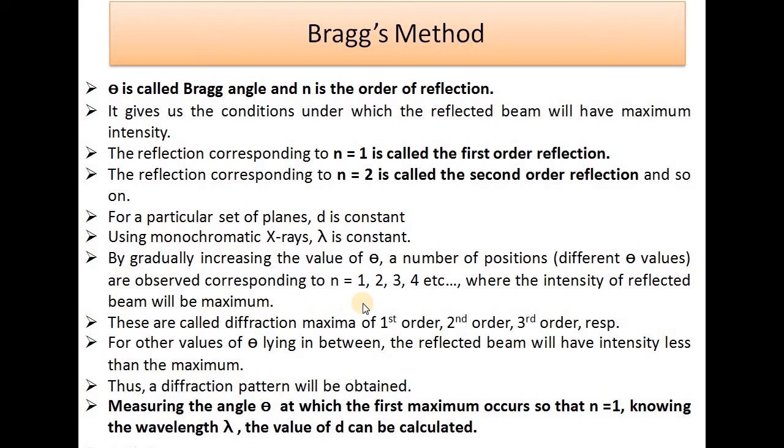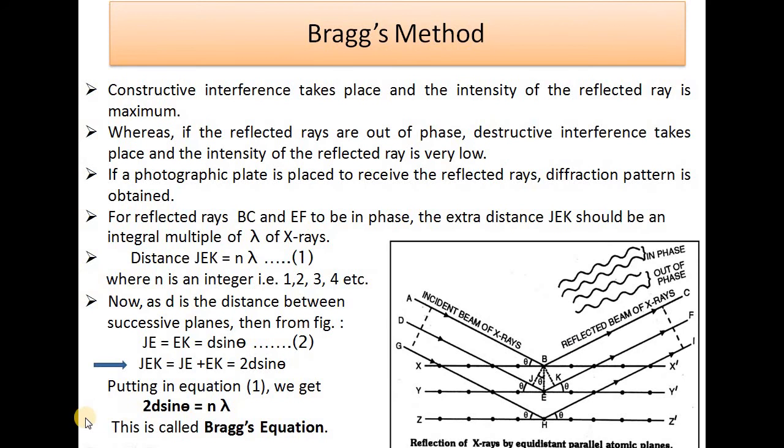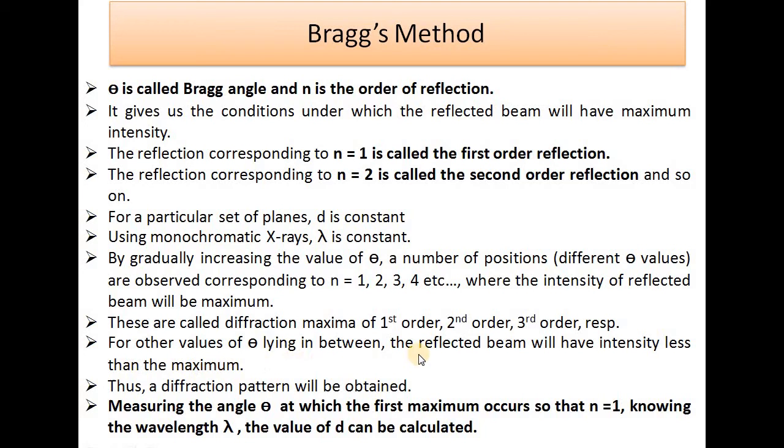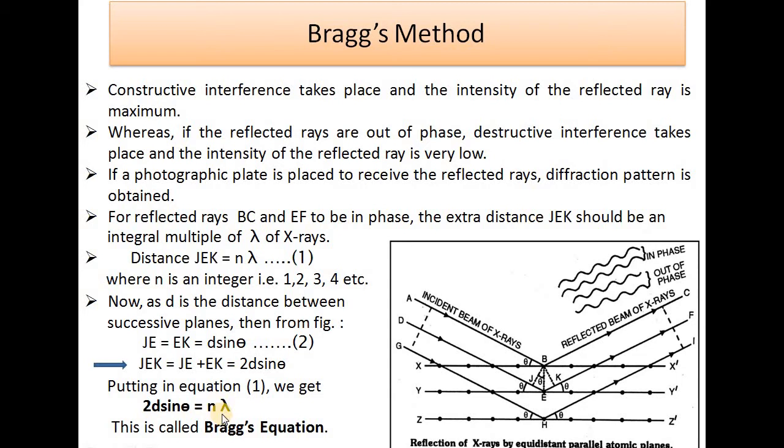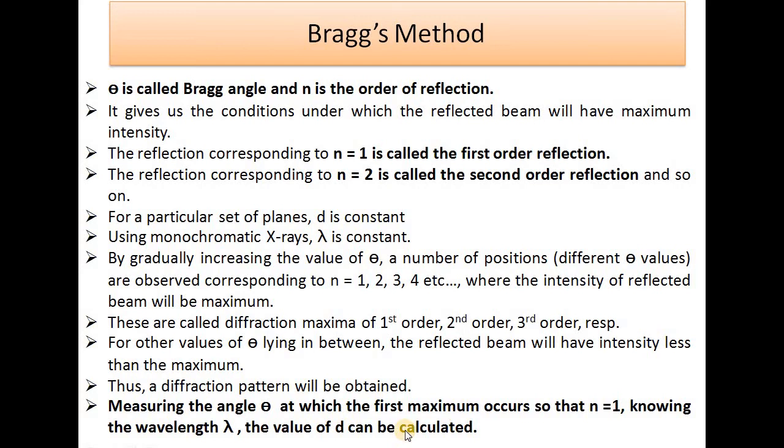For other values of theta, which do not satisfy the equation 2d sin theta equal to n lambda, the reflected beam will have less intensity than the maximum. In that case we get minima, so a diffraction pattern will be obtained. Now, measuring the angle theta at which the first maximum occurs, so that we can put n equal to 1 in that equation, and knowing the wavelength lambda, the value of d can be calculated. Putting in this equation the value of theta and n equal to 1, if we know lambda, we can easily find the value of d. So we can find the interplanar distance between the parallel planes by which the X-rays are being reflected.